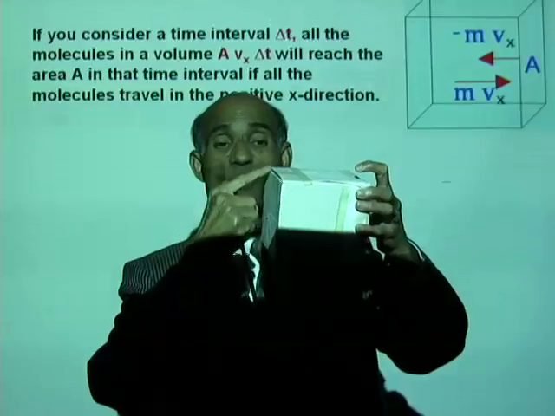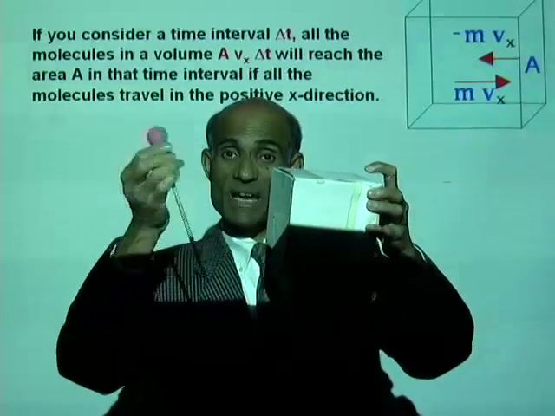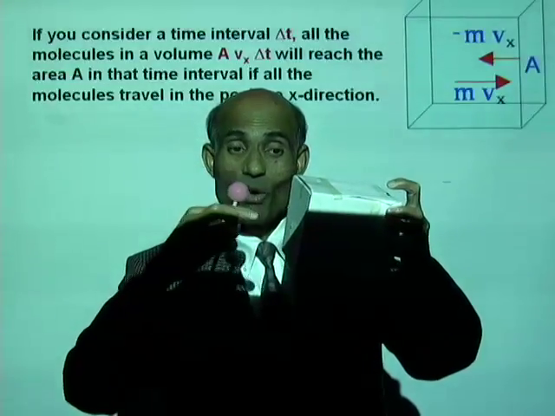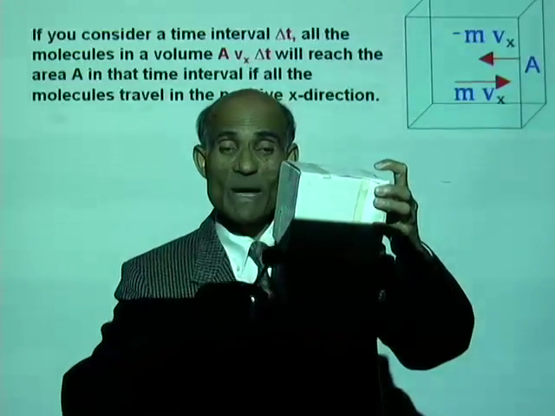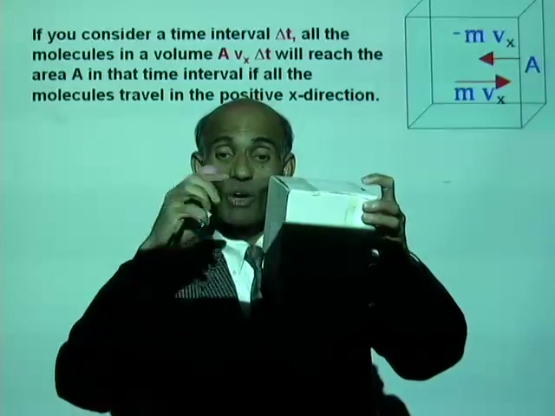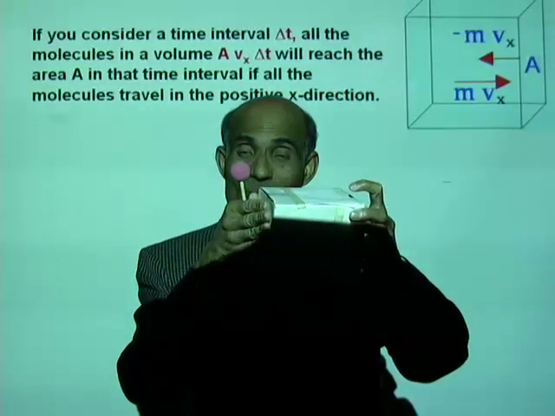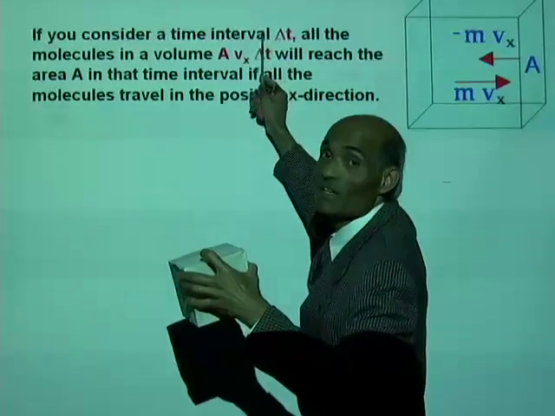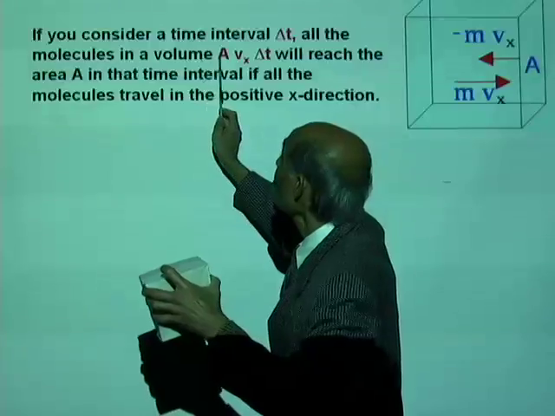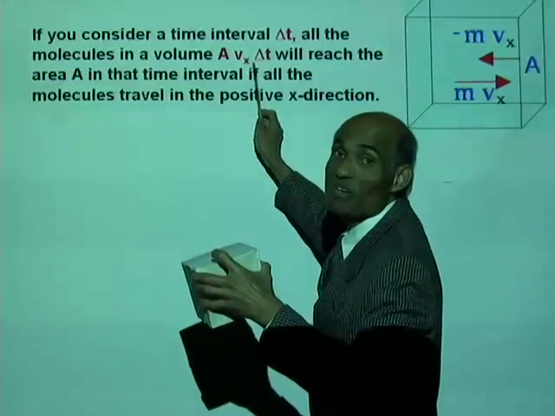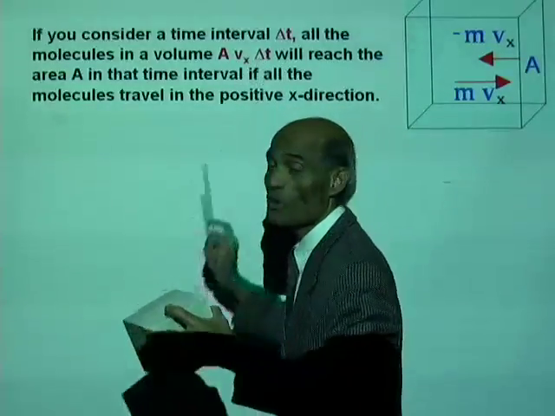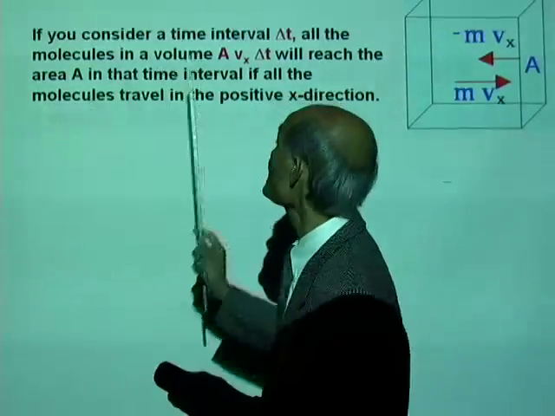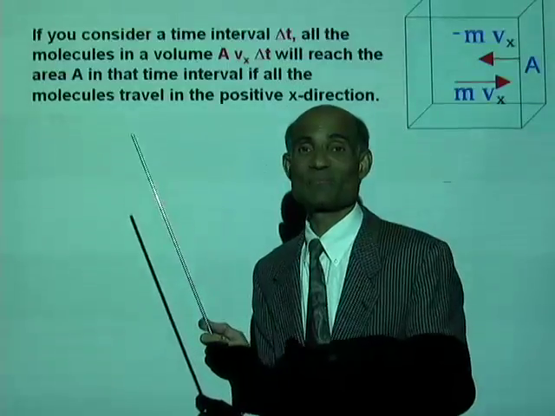So the volume, this is the area A times vx. See, this is the length vx. In 1 second, all the molecules in the volume A times vx will all reach that wall. And therefore, in a small interval delta t, the molecules in this volume A vx delta t, all those molecules will reach the wall in that small time interval delta t.